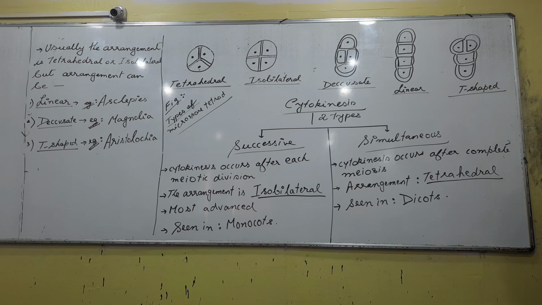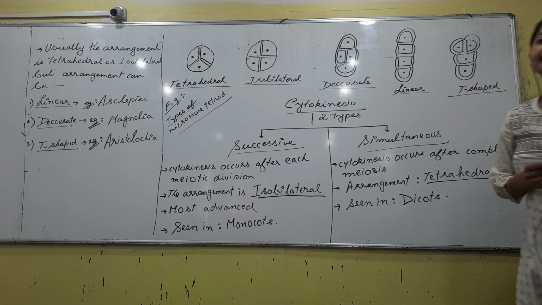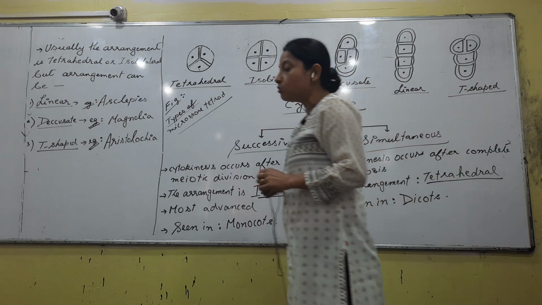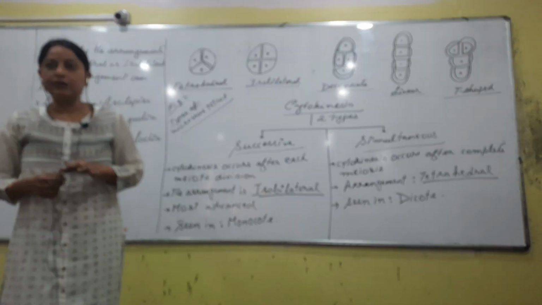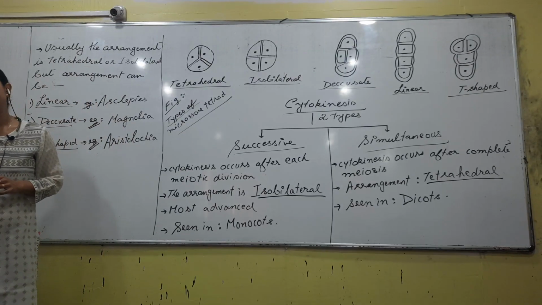Okay, so what we have said is that from the pollen mother cell or microspore mother cell, the microspores would be produced by a process called meiosis. Obviously reduction division has to take place because we are talking about the reproductive part.